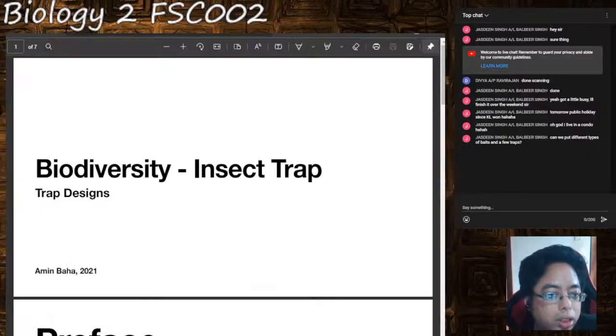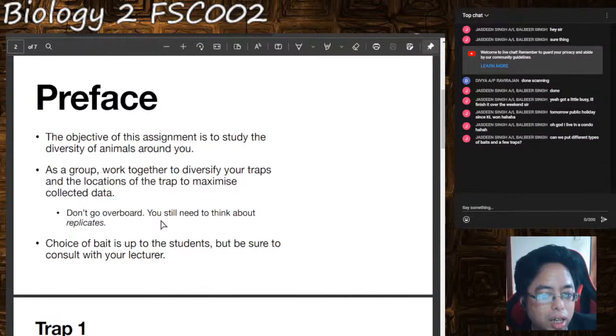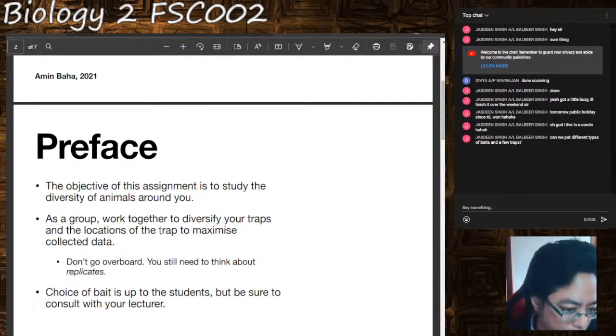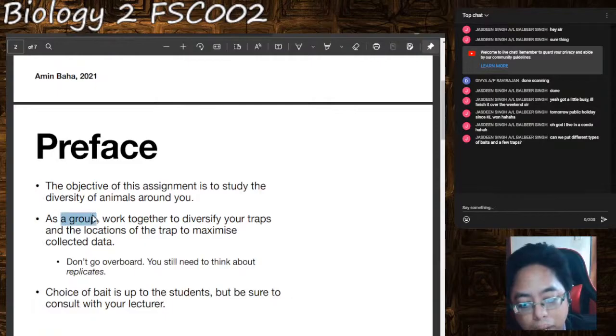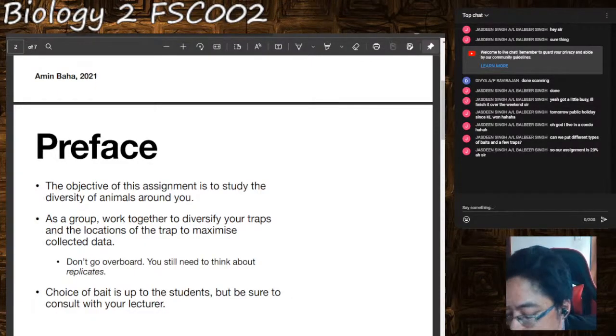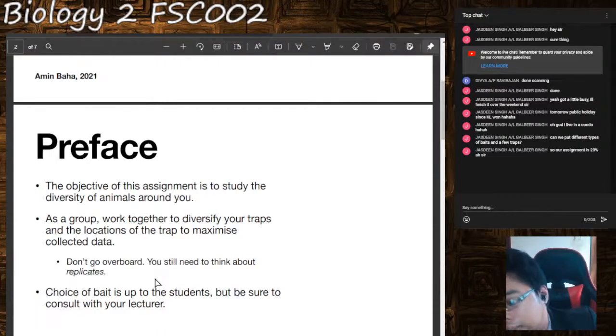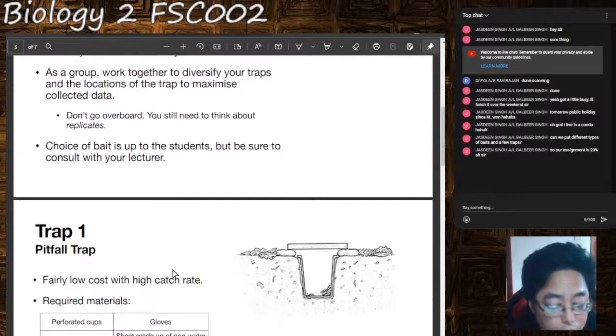Okay, I will show you the trap design. First of all, why you are doing this experiment is to study the diversity of animals around you. So you can diversify your traps. This is as a group, but because you are just 2 people, you can do it solo. Yes, the assignment is 20%. The choice of bait is up to you. Usually my students will use many types of food: sugar, fruits, flesh, or meat.